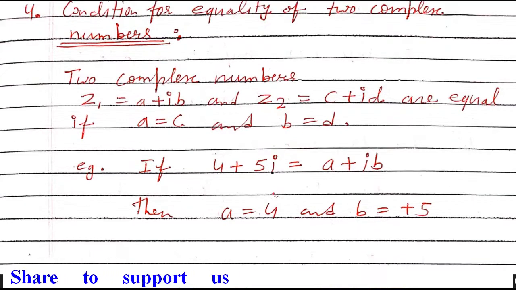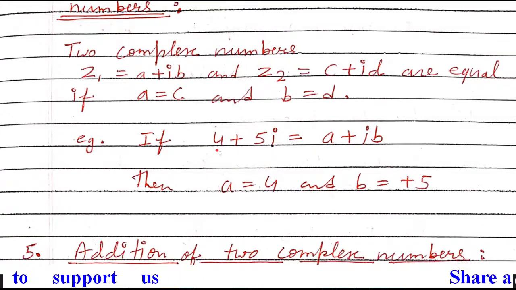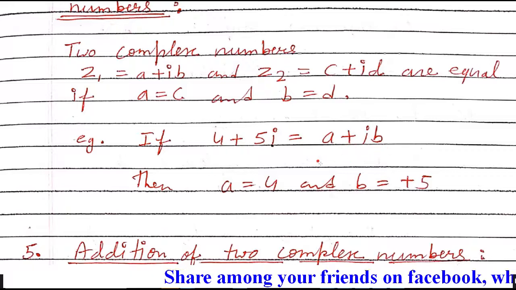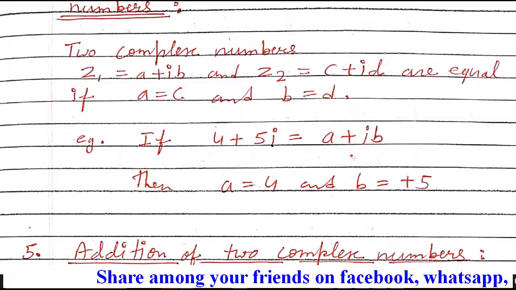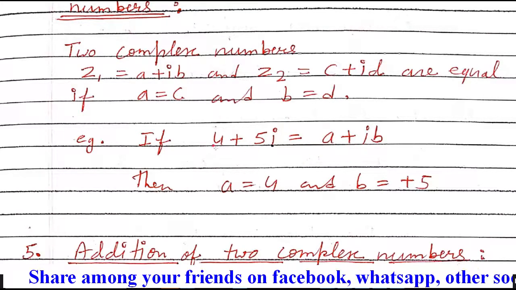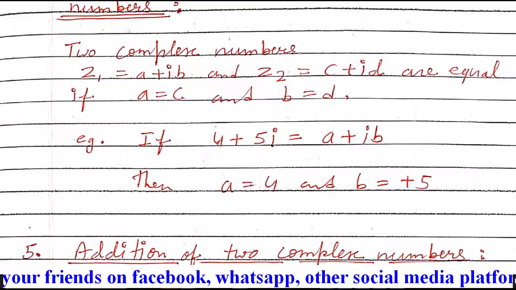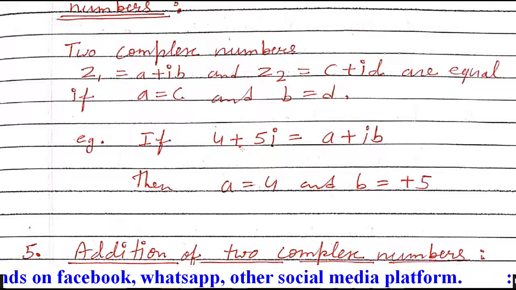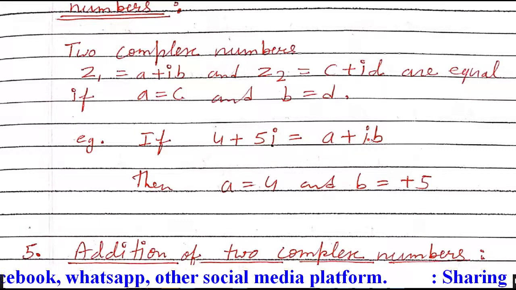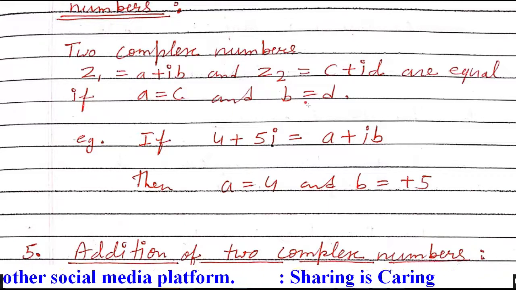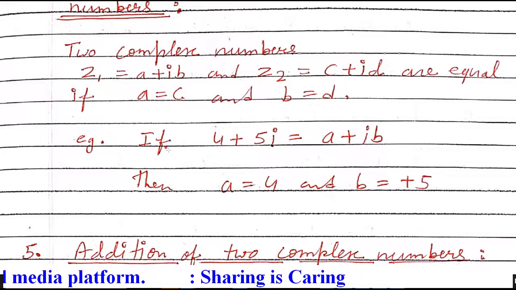Now suppose a question is given to us that 4 plus 5 iota is equal to a plus iota b, then we have to find the values of a and b. So obviously a is going to be equal to 4 and b is going to be equal to 5. So the real part is equal to the real part and the imaginary part is equal to the imaginary part. So this is the condition of equality of two complex numbers.